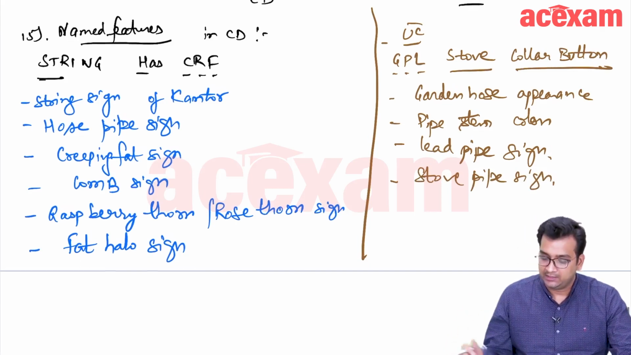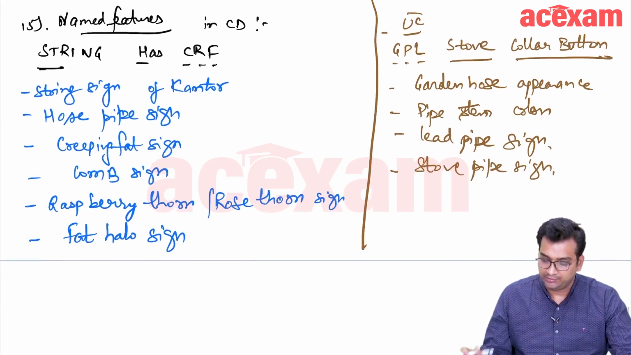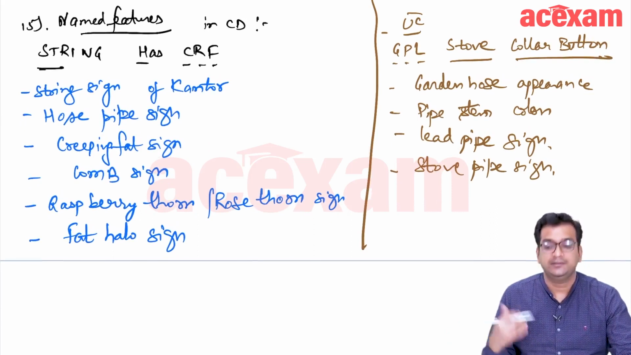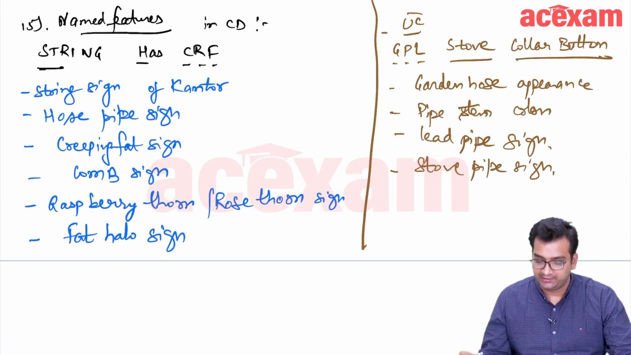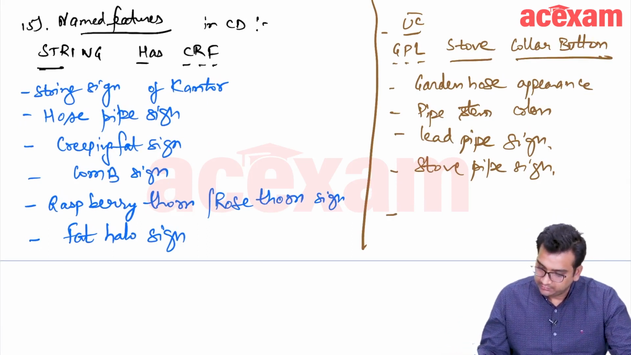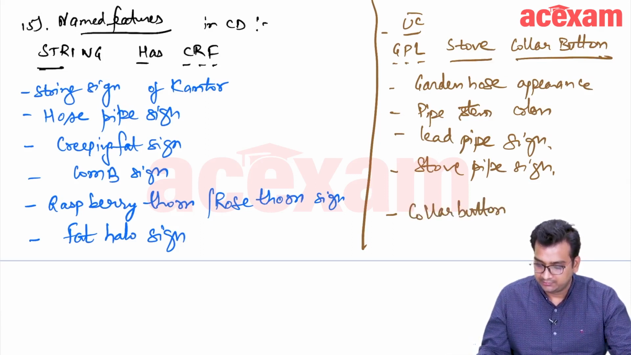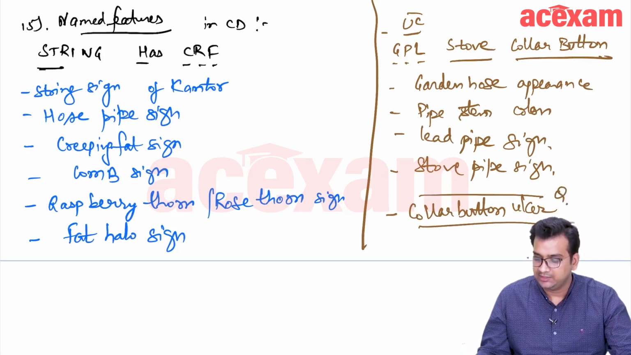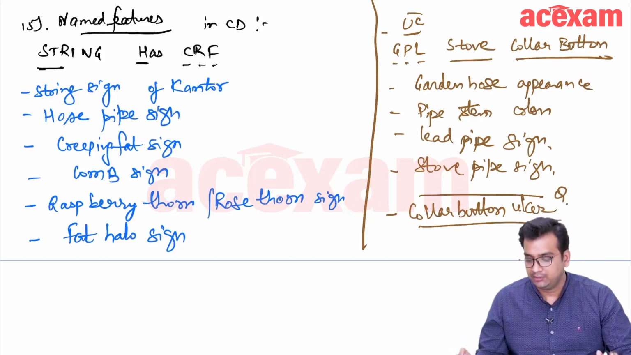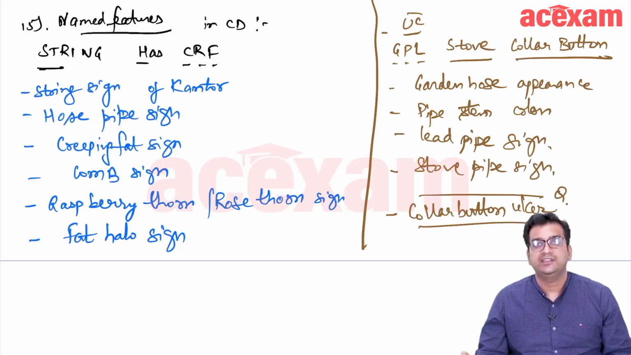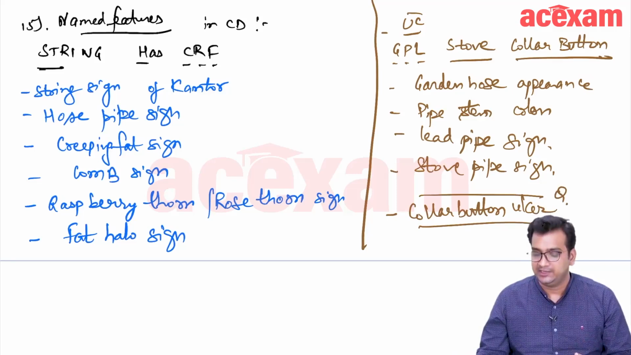Along with that, this is important. The hose pipe sign is seen in Crohn's disease, whereas the stove pipe sign or lead pipe sign is seen in ulcerative colitis. So they are a bit confusing, so you should remember the mnemonic. And this collar button ulcer is seen in ulcerative colitis. Okay, so that is all about the differences between Crohn's disease and ulcerative colitis.